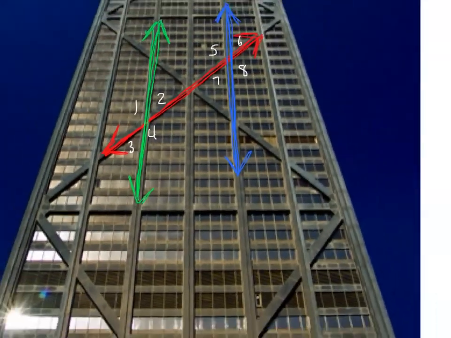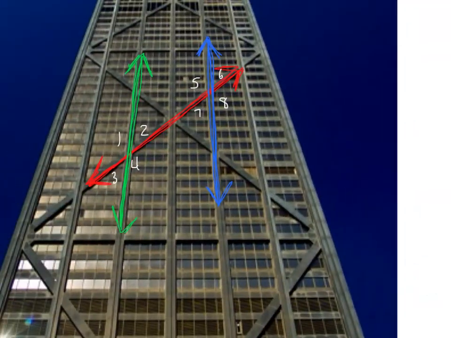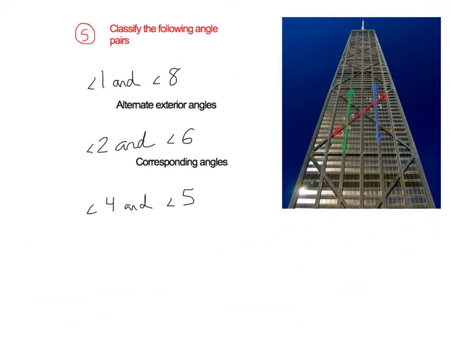All right, and then lastly, 4 and 5. Let's look in here, angles 4 and 5. Well, 5 is above the transversal, 4 is below. And they're both inside, right? They're not out here, they're both inside, in between these green and blue lines. So they are alternate interior angles.